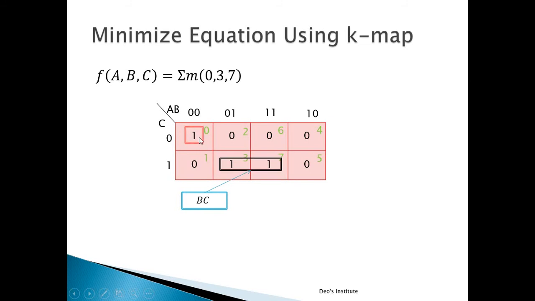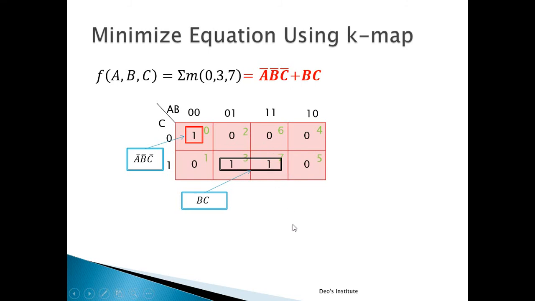Now see here, there is nothing common, as we are not grouping this cell with any other cell. So we have to write its minterm. For the column it is 0, 0, that is A bar, B bar. Again, we are writing the equation in SOP, so 0 means complemented variable and 1 means uncomplemented variable. So it is A bar, B bar, and for the row, C bar. The final minimized equation is A bar, B bar, C bar plus B, C.